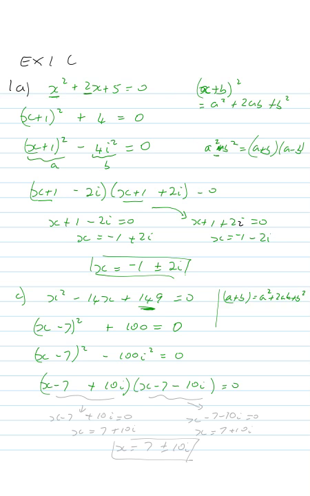So looking at the first bracket term now, we've got that x minus 7 plus 10i is equal to 0. So that gives me x is equal to 7 minus 10i. If I look at the second bracket term, we've got x minus 7 minus 10i is equal to 0. So x is equal to 7 plus 10i. So overall we've got x is equal to 7 plus or minus 10i as my solutions.